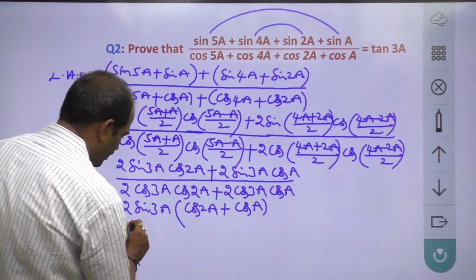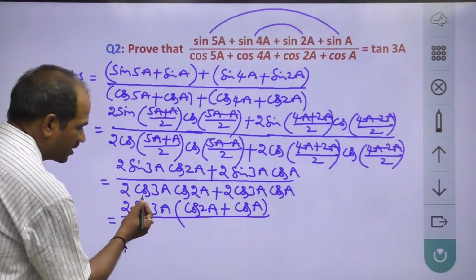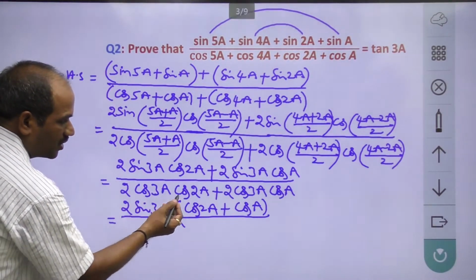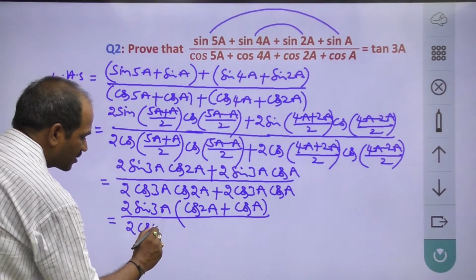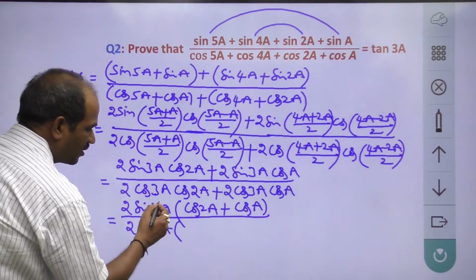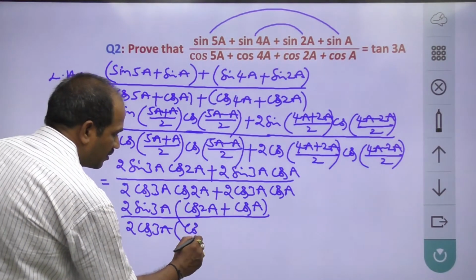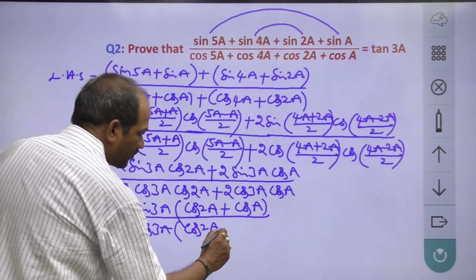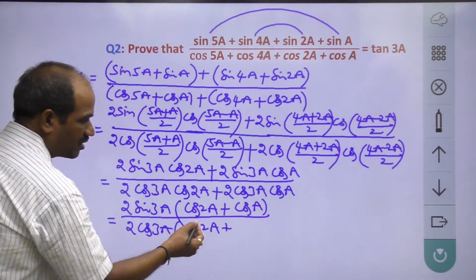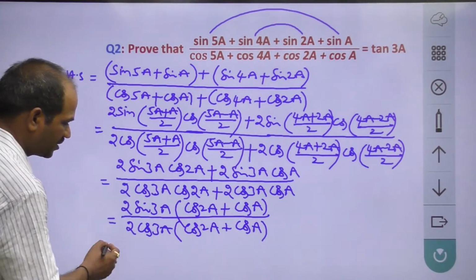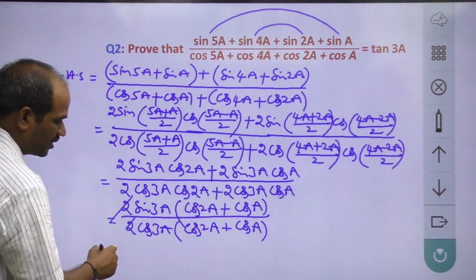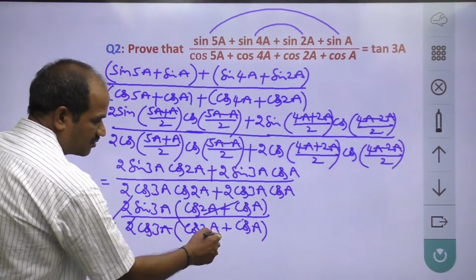And in the denominator, 2 cos 3a is common. So that is 2 into cos of 3a common, next the value cos of 2a, plus 2 cos 3a common, next the value cos of a. See here, the 2 gets cancelled, and this term gets cancelled.